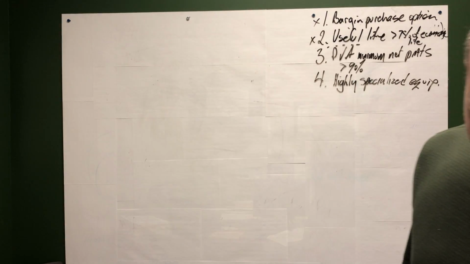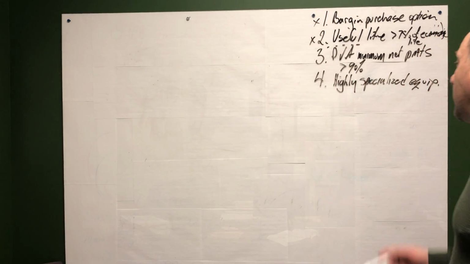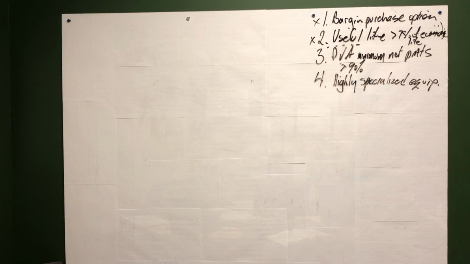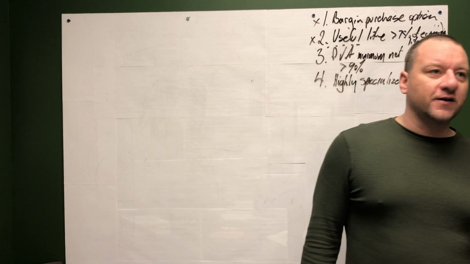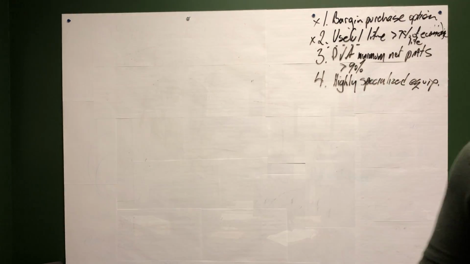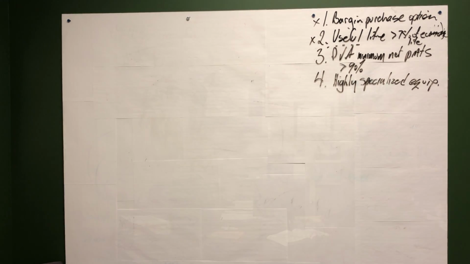Now, what we haven't done is look at point 3. And a highly specialized piece of equipment, that's just the obvious. The narrative is going to say this is a highly specialized piece, there's no market for it. If that was the case, then it would automatically trigger to be a finance lease.